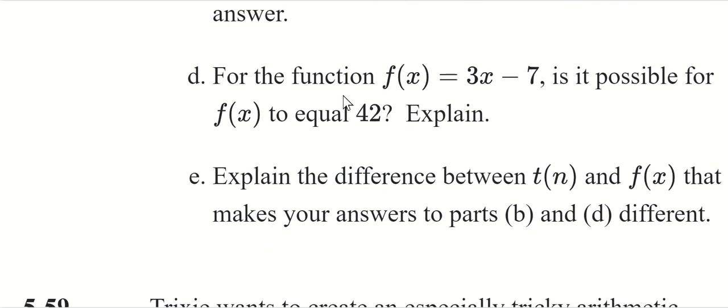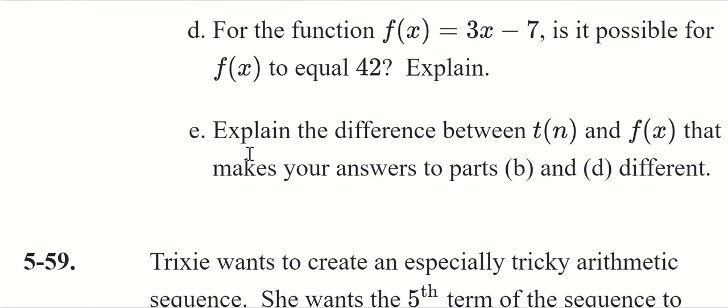For the function f of x equals 3x minus 7, is it possible for f of x to equal 42? Okay, so this is a different question. It says, for this function, not a sequence, can I get a value of x that would equal 42? And remember, the difference here with this function versus a sequence is that in a function, there's no restriction on the domain. There's nothing that says x couldn't be, for example, a fraction or some decimal value. Whereas in a sequence, the only allowed inputs would be those counting numbers. So then jot down a difference between the two.